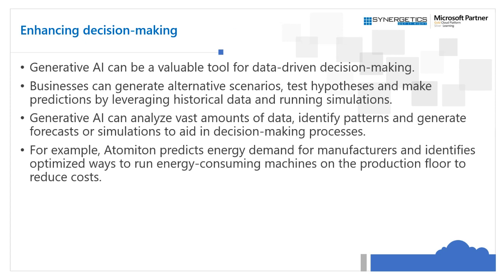For example, AI predicts energy demand for manufacturers and identifies optimized ways to run energy-consuming machines on the production floor to reduce the cost. That means you can predict how much energy will be consumed in a particular scenario, and you can optimize the energy consumption by the suggestions provided by the AI models. So because of these reasons, the energy consumption may increase, and you can take these precautions to reduce the energy consumption. Those suggestions can come from the AI models.